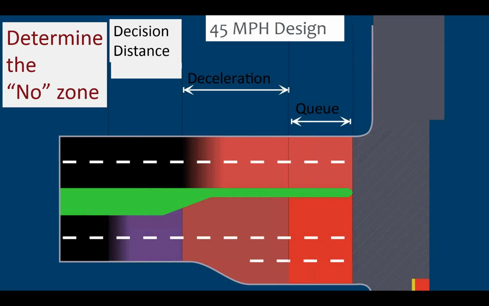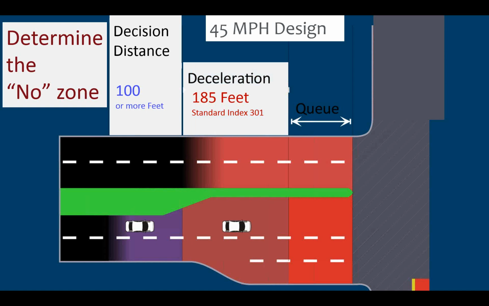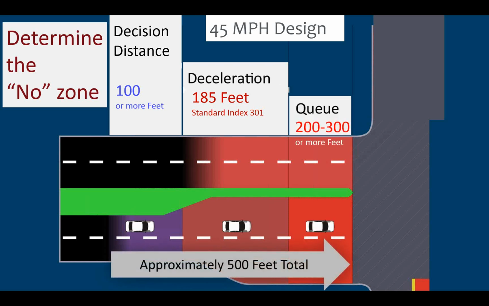The first thing you need to do is what I call determine the no zone. Where should there not be a median opening? And it's based on a lot of things, and let's put it together here. Decision distance, and I'm going to use 45-mile-an-hour design speed here. It should be about 100 feet or more. That's around 2 seconds. And according to our standard index, if you're designing for 45 miles an hour, you need 185 feet for deceleration. And you need, especially in large cities, between 200 and 300 feet for the queue. This is separate from the deceleration. Okay, so if you add these numbers up, it's 500 feet or more.